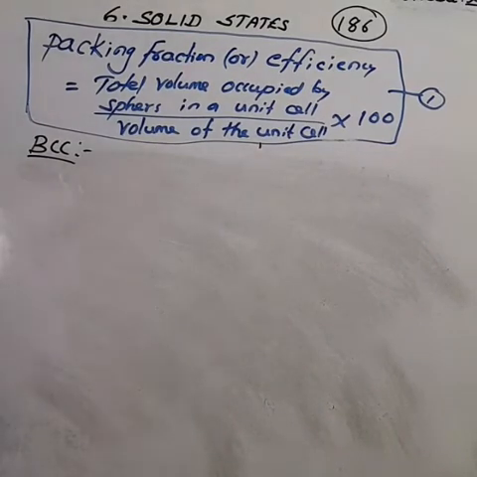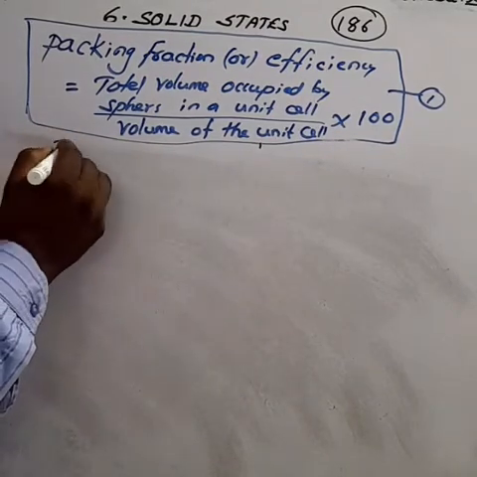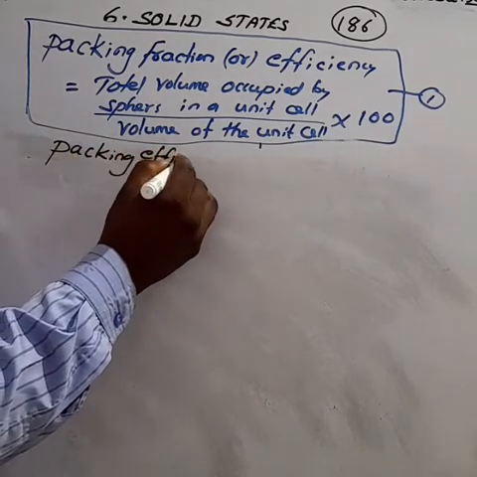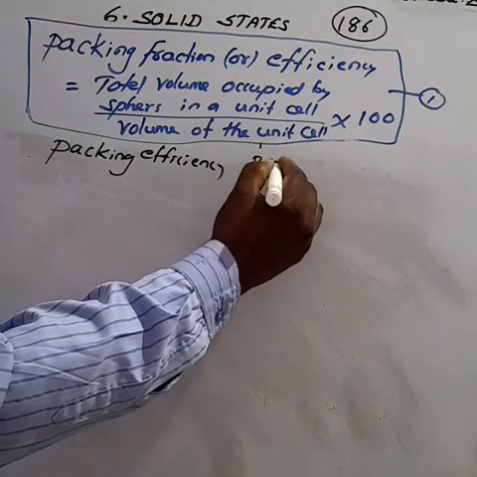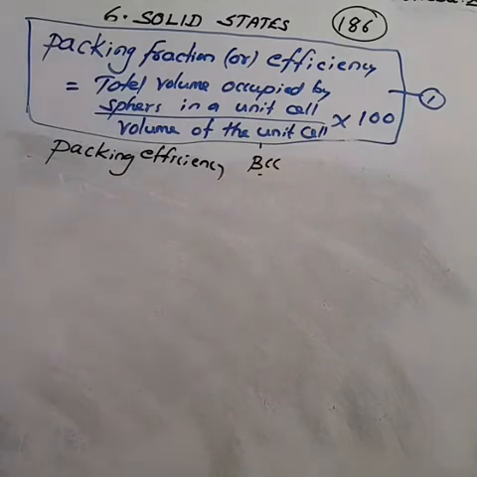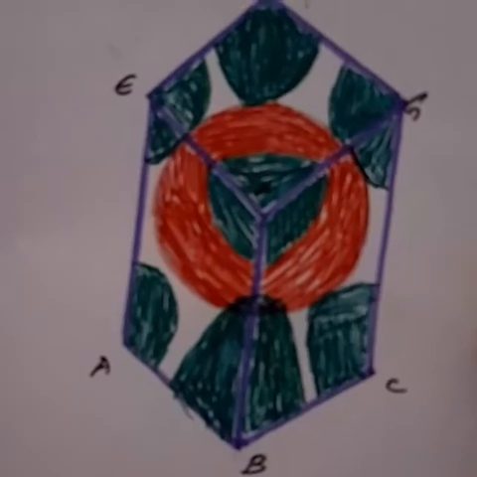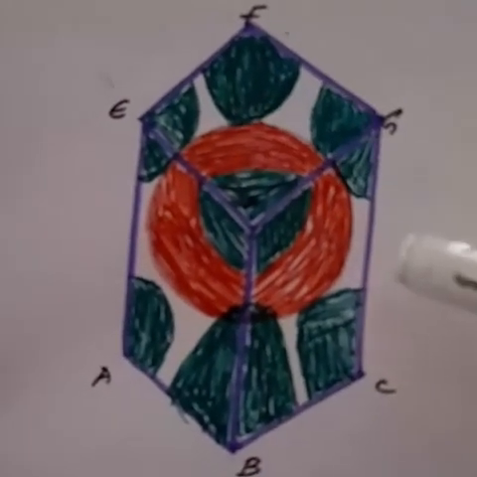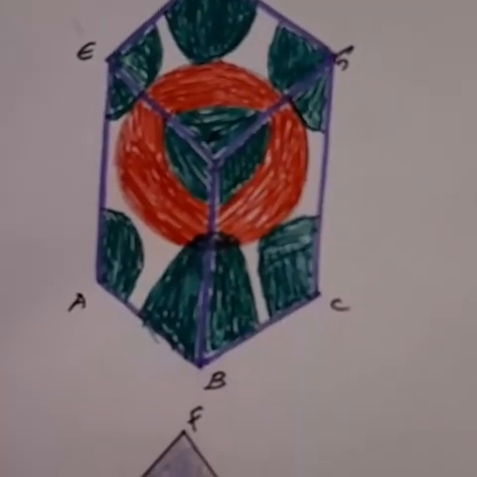Next, about the packing efficiency of the BCC arrangement. We can discuss it using the diagram. This is one of the diagrams. Can you see this one? The spheres are touching along the leading diagonal and also the cube. All the spheres are touching here.